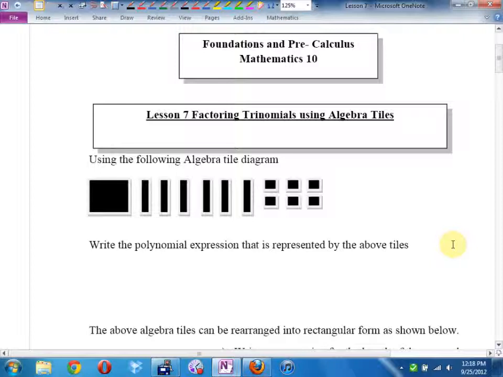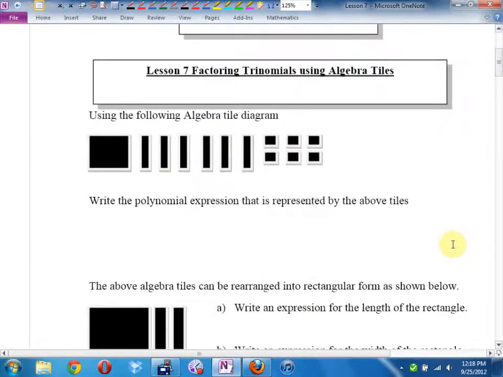Go figure. It says, using the following algebra tile diagram. We are reviewing these algebra tiles. I've already gone on a big rant, Kenzie, about how for me as a non-visual learner, I don't find them hugely useful, but some kids do. They are often going to ask you a question on the provincial exam, kind of to interpret some kind of picture. So I'm practicing this. It says, using the following algebra tile diagram, write the polynomial expression that's represented.